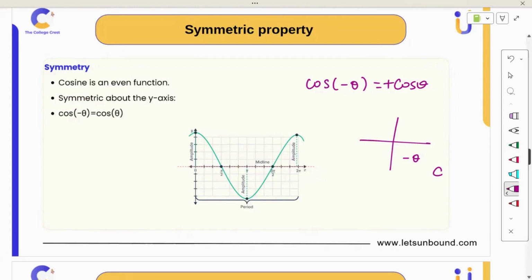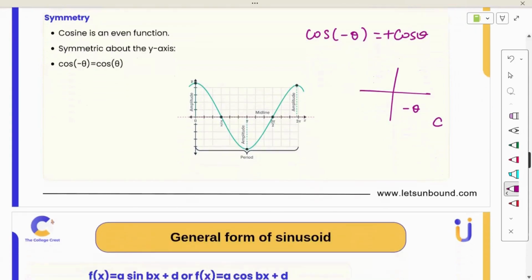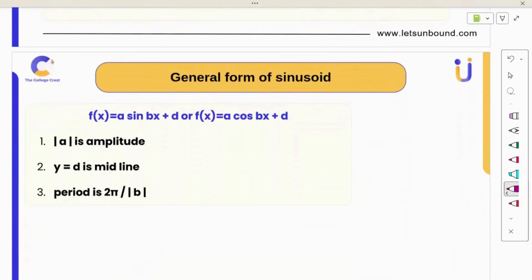And it's symmetric about the y-axis. Even all even functions are symmetric about the y-axis. And this is the general form of a sinusoid. Actually, we have to do some phase shift, vertical shift, those kinds of stuff.